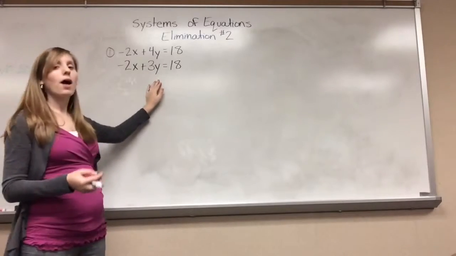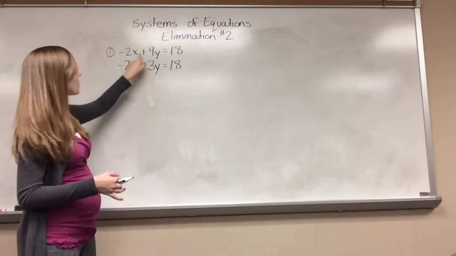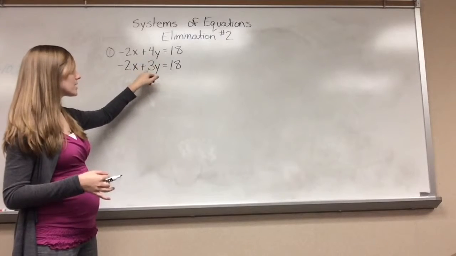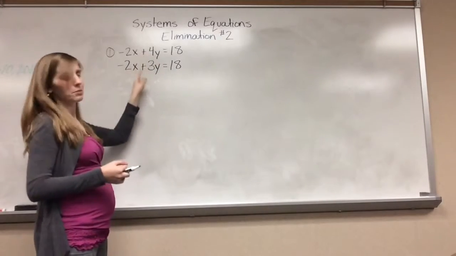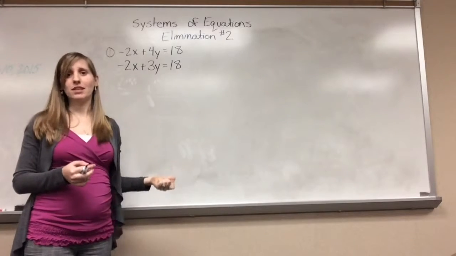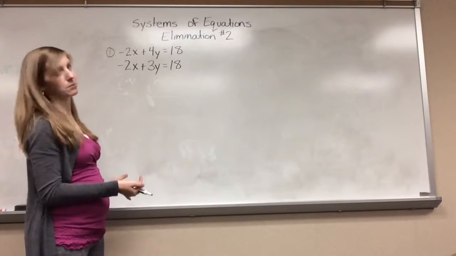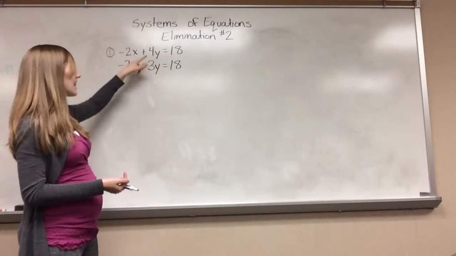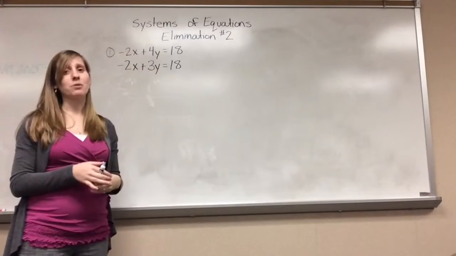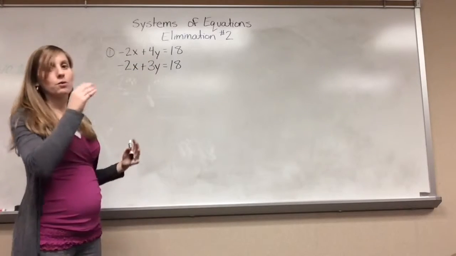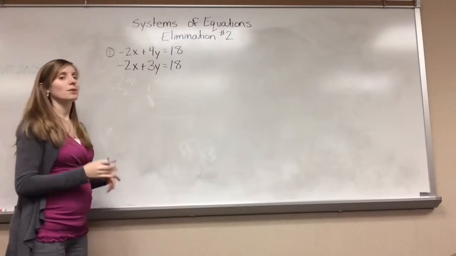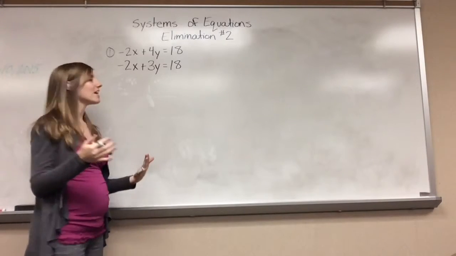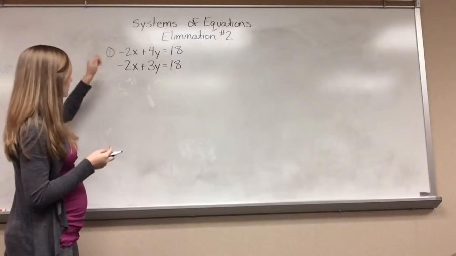So if we check our y's to see if they'll cancel, we have a positive 4y and a positive 3y. Well, the letters are the same, but the numbers are not. And the numbers have to be the same for us to even have a chance of getting them to cancel. If I add these together, I'm going to get 7y, not 0. So neither letter in this case is going to cancel. So we have to think of a different way of solving this.